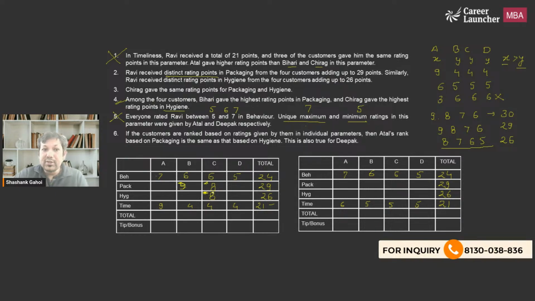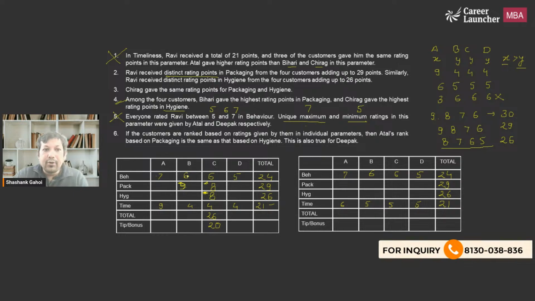What is the sum of Chirag? That is 6 plus 4, 10. 10 plus 16 is 26. So he is definitely going to get a tip bonus from Chirag because the sum is going to be greater than how much? The sum is going to be greater than 25. So from Chirag, he is not going to receive a tip. He is going to receive a bonus.